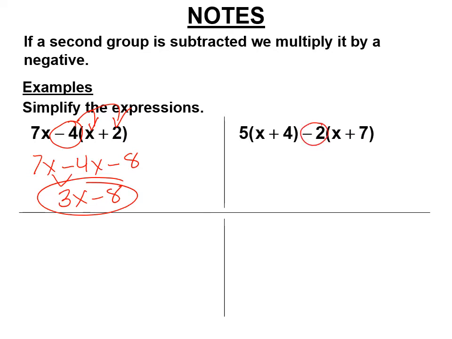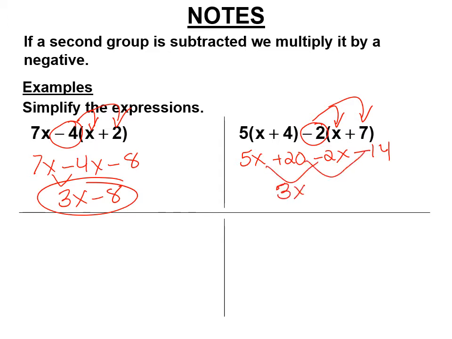So please don't do that. So we're going to be distributing a -2 here. So we have 5x plus 20 minus 2x minus 14, right? -2 times +7. Combine the like terms. 5x minus 2x is 3x. 20 minus 14 is +6, so we get +6.